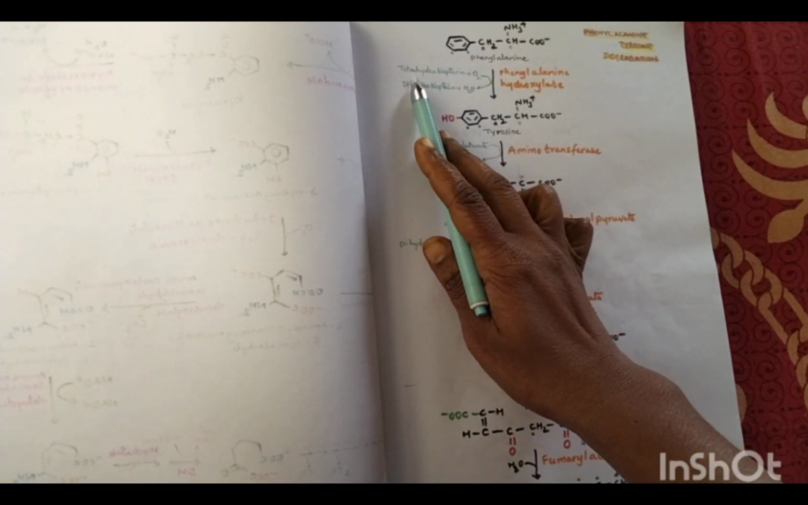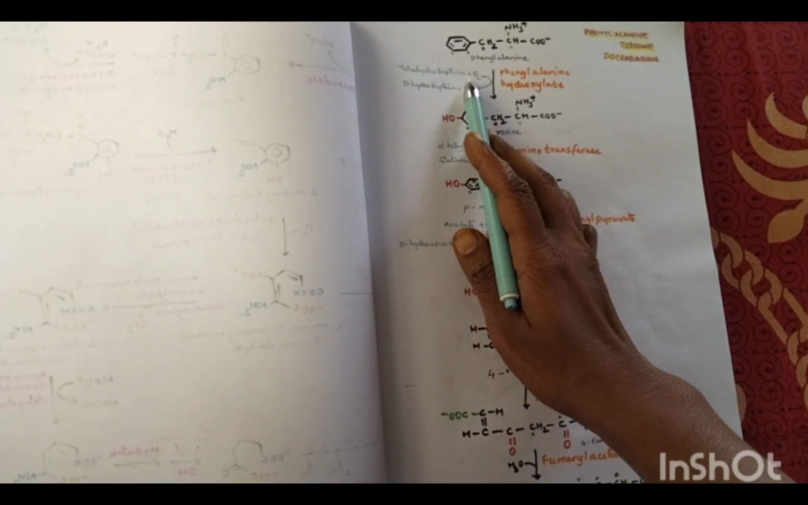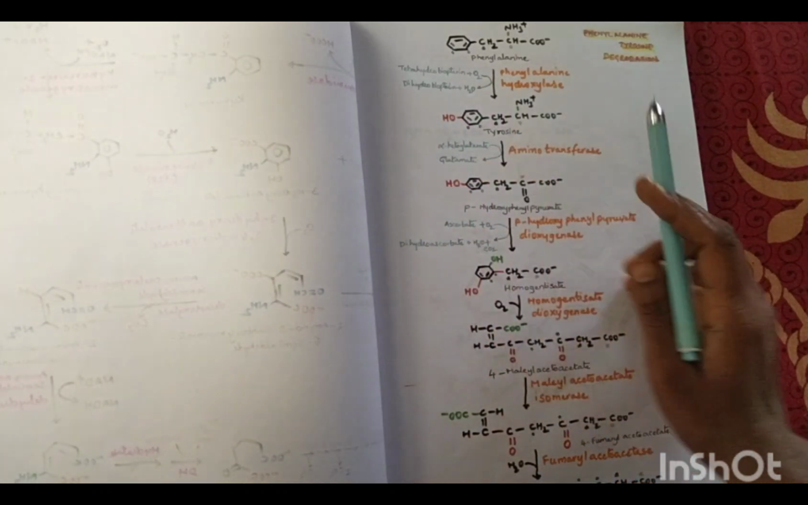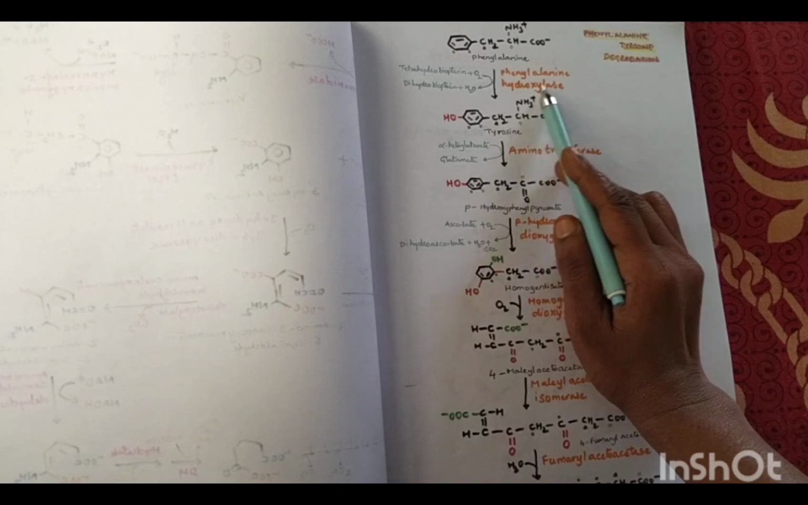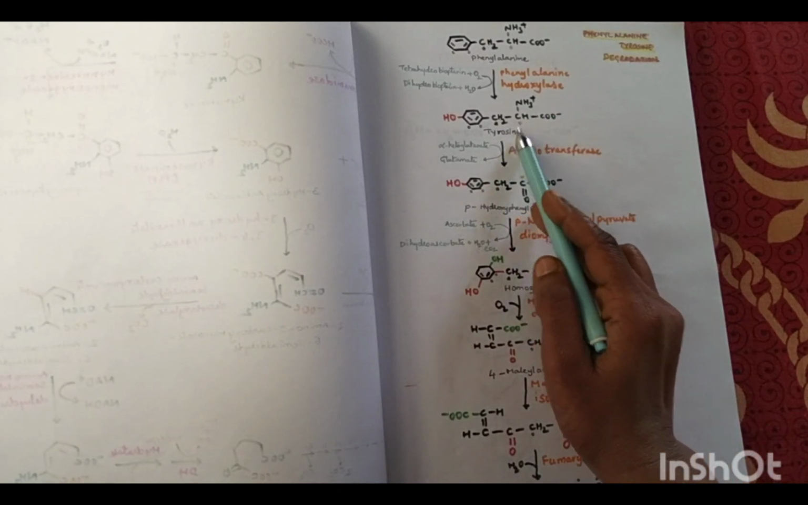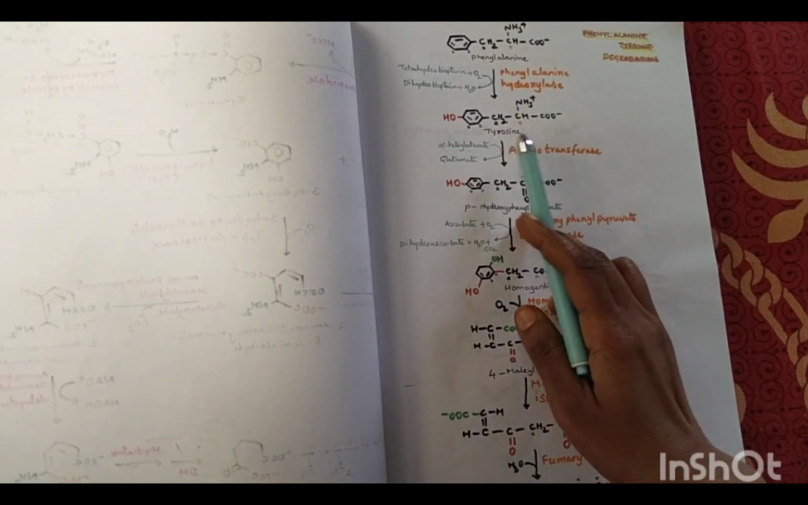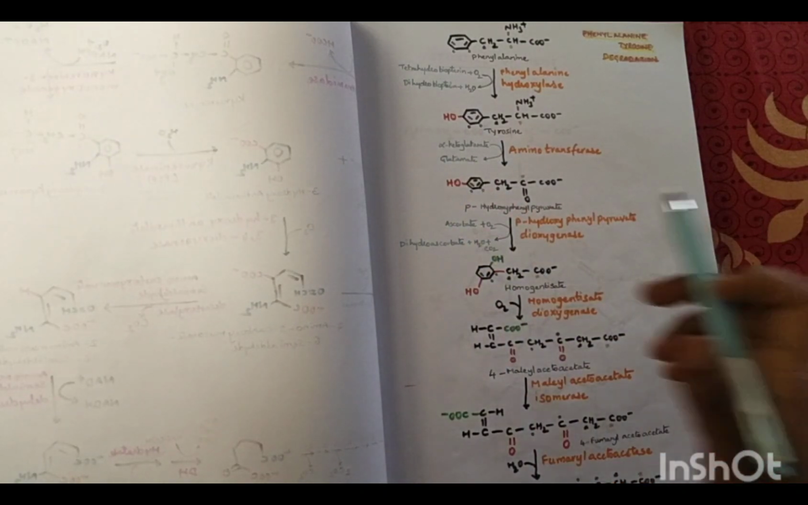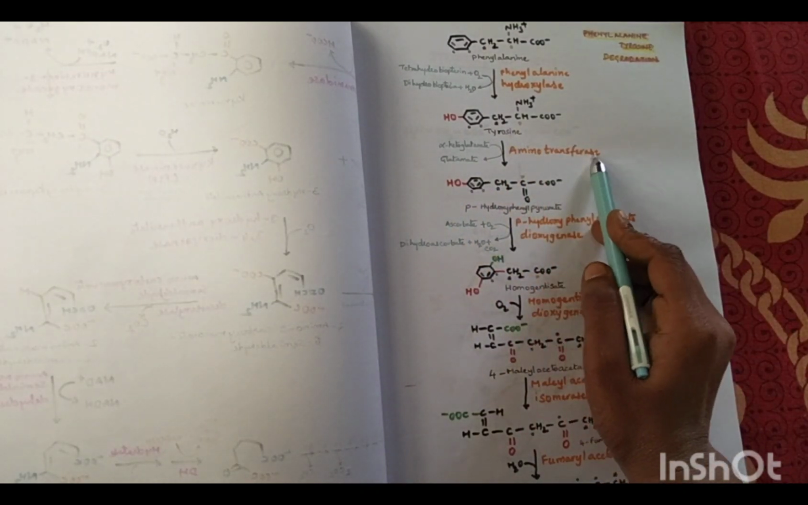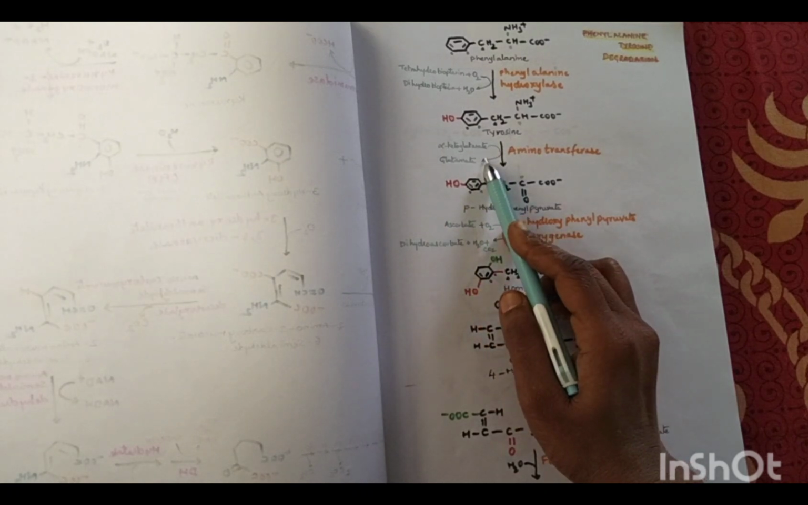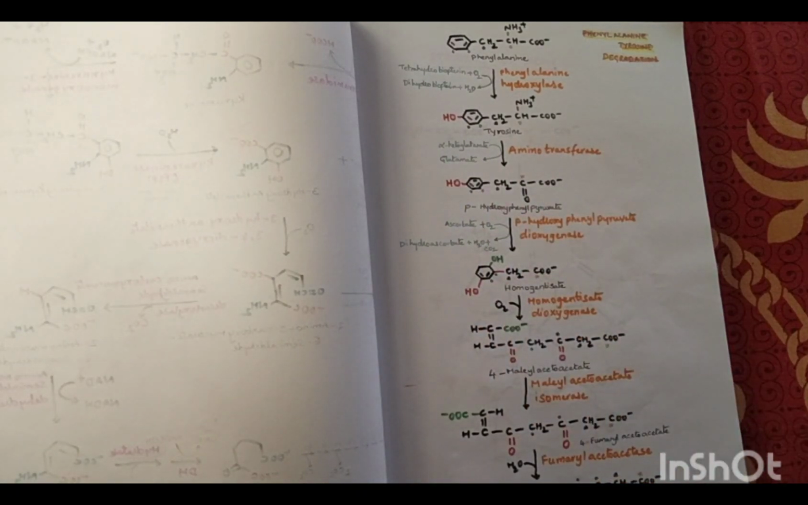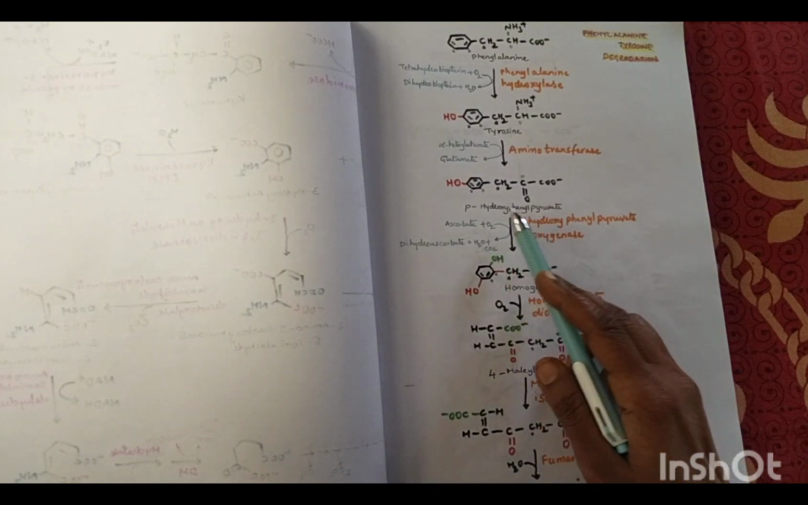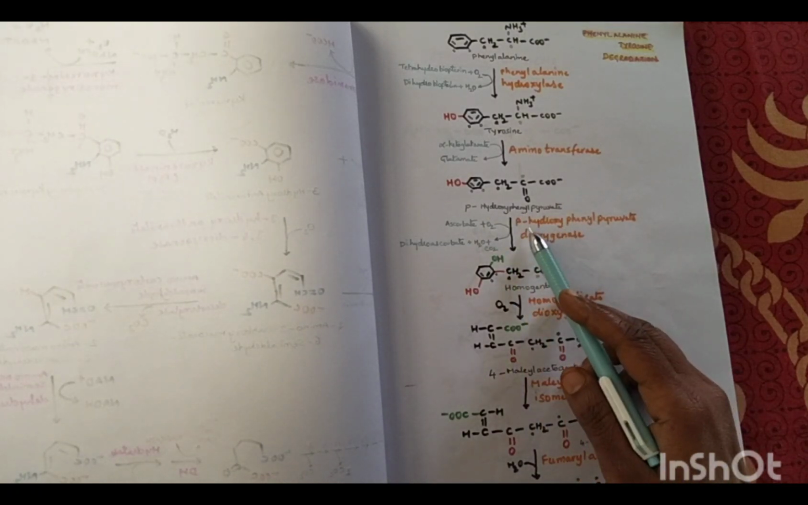Phenylalanine, in the presence of tetrahydrobiopterin plus oxygen, gives dihydrobiopterin and water in the presence of phenylalanine hydroxylase, thereby forming tyrosine. Tyrosine, in the presence of aminotransferase, with alpha-ketoglutarate getting converted to glutamate, forms para-hydroxyphenylpyruvate.